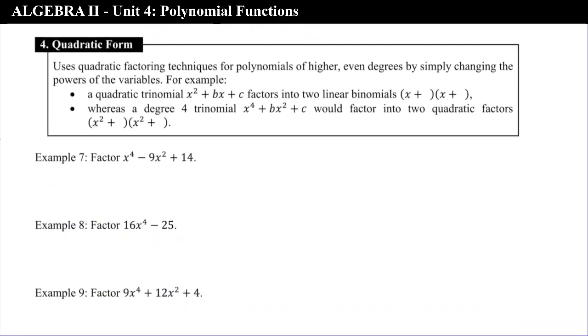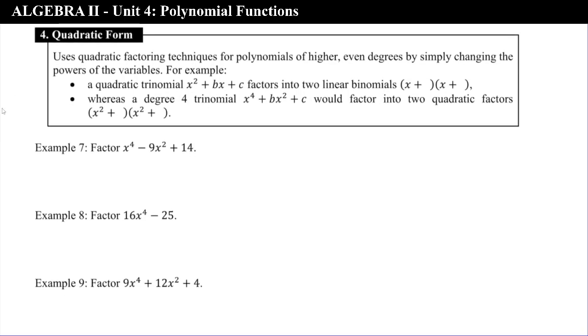And then the last form we're going to talk about is quadratic form. Okay, in quadratic form, you're going to use the factoring technique that you would use for a quadratic factoring. You're going to use that same technique because this is formatted kind of the same way. Okay, so a quadratic trinomial has x squared plus bx plus c, which factors into x plus something times x plus something. If we have a degree 4 trinomial, that's x to the fourth plus bx squared plus c. Notice that the x squared goes to x to the fourth, so we doubled the square. And then our x goes to x squared, so we doubled that 1 power to 2.